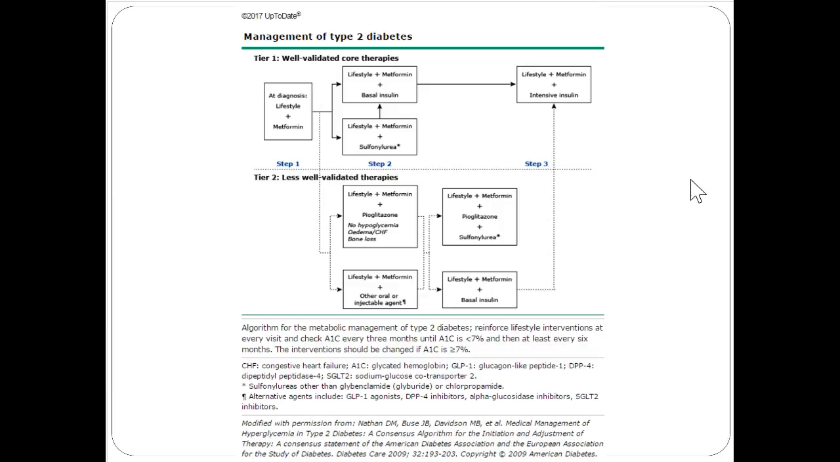So basically, it's looking at validated versus less validated. Pretty much it's saying you give lifestyle metformin, which the current guidelines agree with, and then your alternatives, add-ons after that. If that's not working, you add on a sulfonylurea, or you'd add on basal insulin, one of those two options, and then you move on to intensive insulin if that's not working. And they say there's less validated steps where you could add drugs like pioglitazone or other injectable agents, which would be like a GLP-1 agonist, sulfonylurea plus pioglitazone. They don't even have a lot of the new classes on here even.